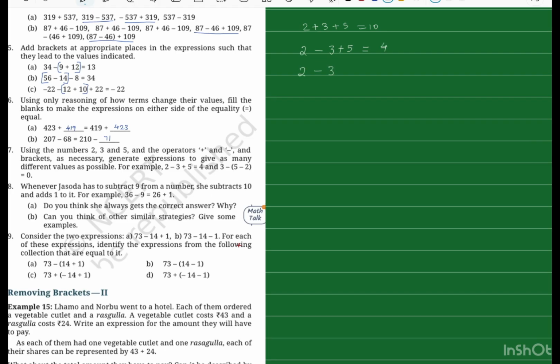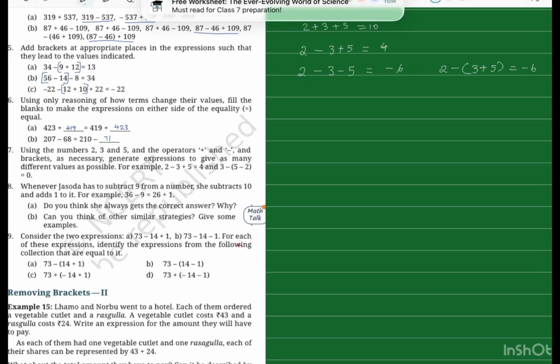2 minus 3, we can change the positive sign to minus 5, then it will become minus 2 minus 3 is minus 1, minus 1 minus 5 is minus 6. Or we can write 2 minus 3 plus 5, that is also minus 6. Here we can write 2 minus 3 minus 5, that is equal to plus 4.